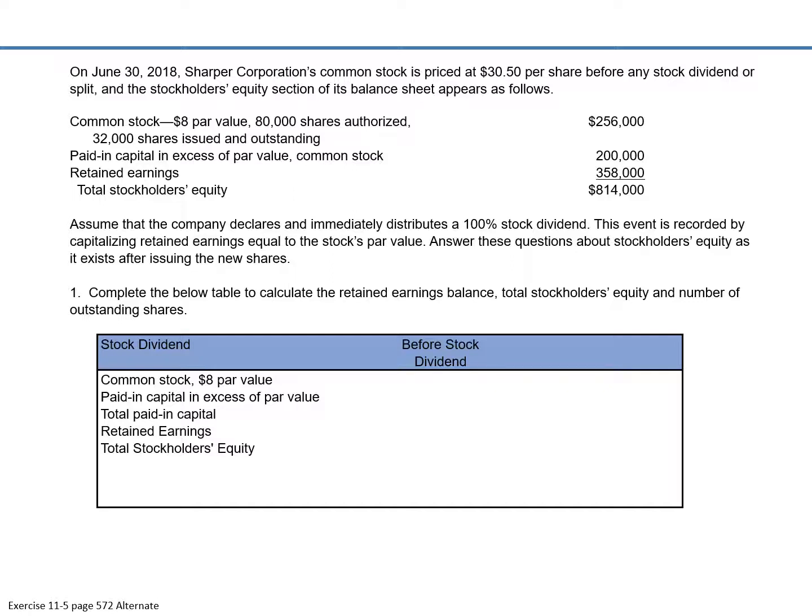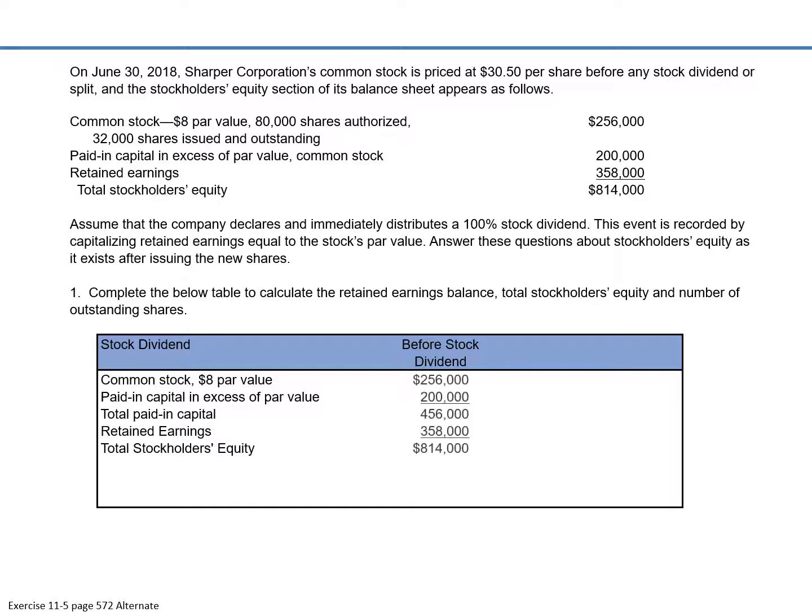All right, so on June 30th, Sharper Corporation common stock priced at $30.50 before any stock dividend or split. The equity section of their balance sheet appears as follows. Assume the company declares and immediately distributes a 100% stock dividend, recorded by capitalizing retained earnings equal to the stock's par value. Answer the questions about the stockholder equity as it exists after issuing the new shares.